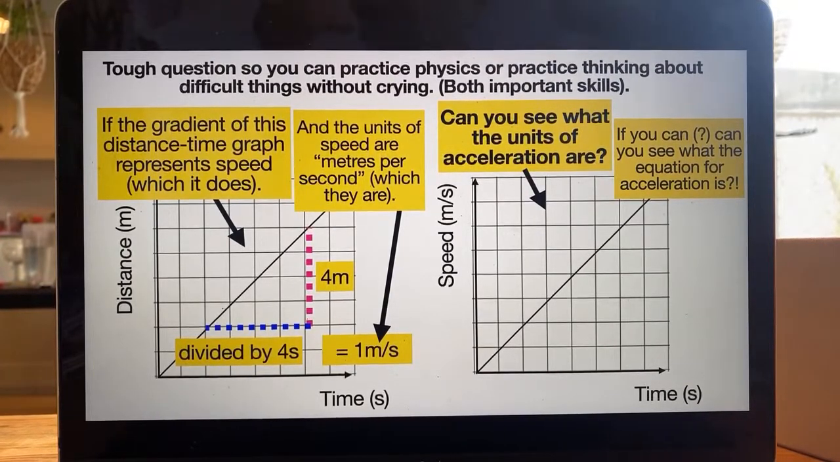Absolutely no problem at all if you can't see it, because you're not going to have to guess anything in GCSE. It's just very good brain exercise. It'll really help you remember it.